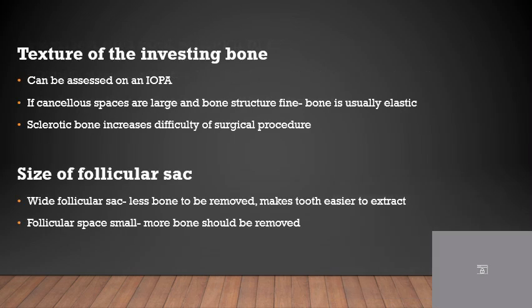It can be assessed using an IOPA or even using CBCT. If it is a cancellous bone at large, the bone structure is fine, and the bone is usually elastic. Dense, sclerotic bone increases the difficulty of the surgical operation. When the follicular sac space is wide, the impacted tooth can be removed easily, whereas when the follicular space is small, the tooth becomes more difficult to remove.